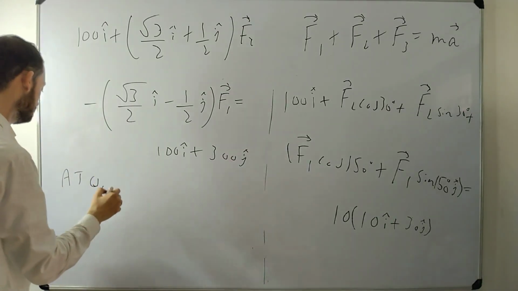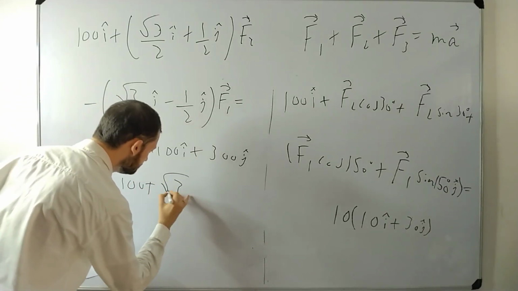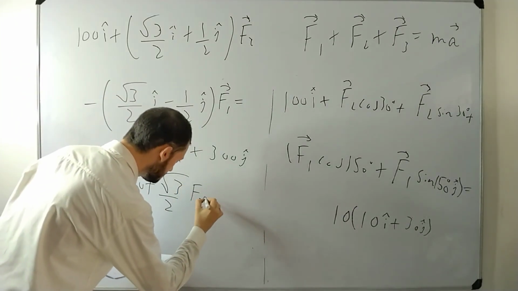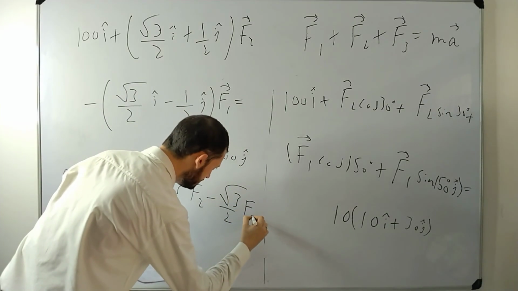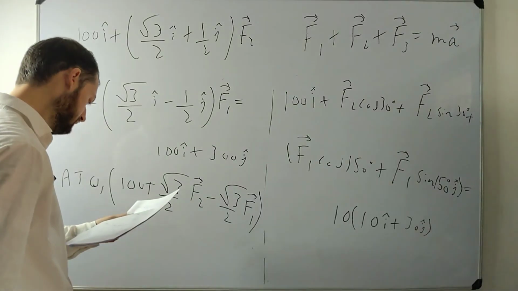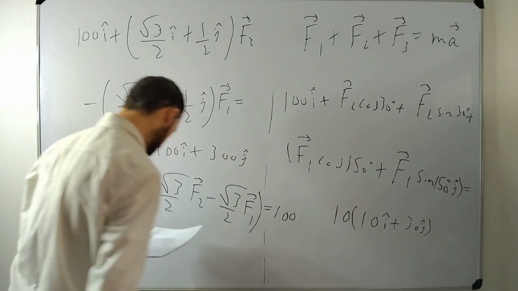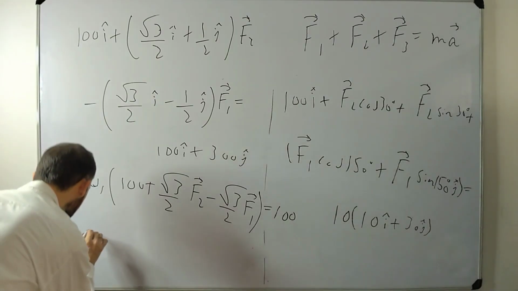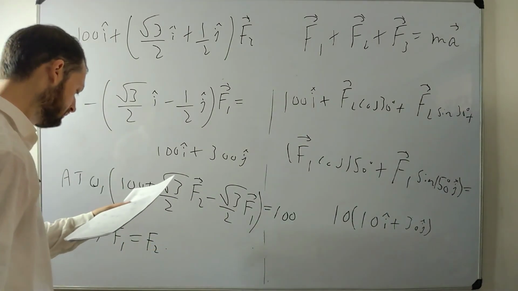You're following, na? Just 100. Root 3 by 2 writing the I cap vector, and this is root 3 by 2 F1. Yes. Very nice. And this should be equivalent to what? 100. So this is the first equation we got. After solving this, we get F1 equal to F2. Right, students? Certainly, sir.